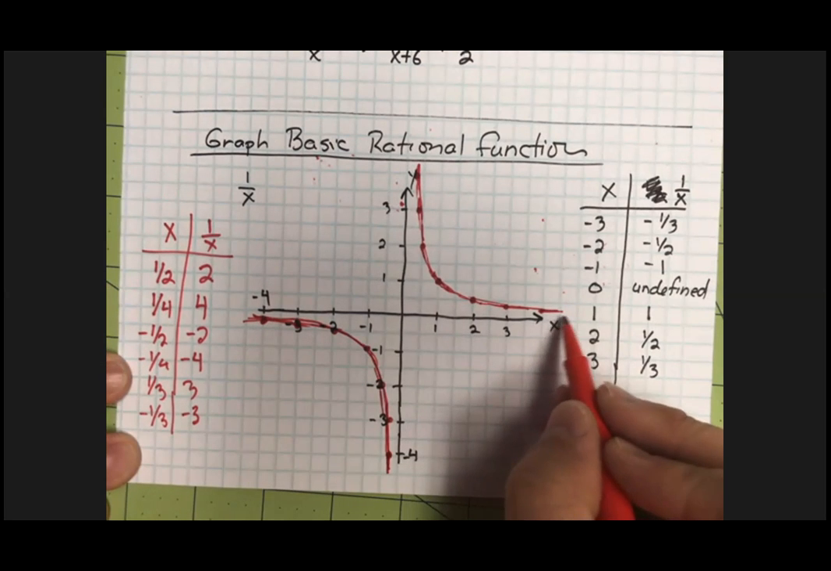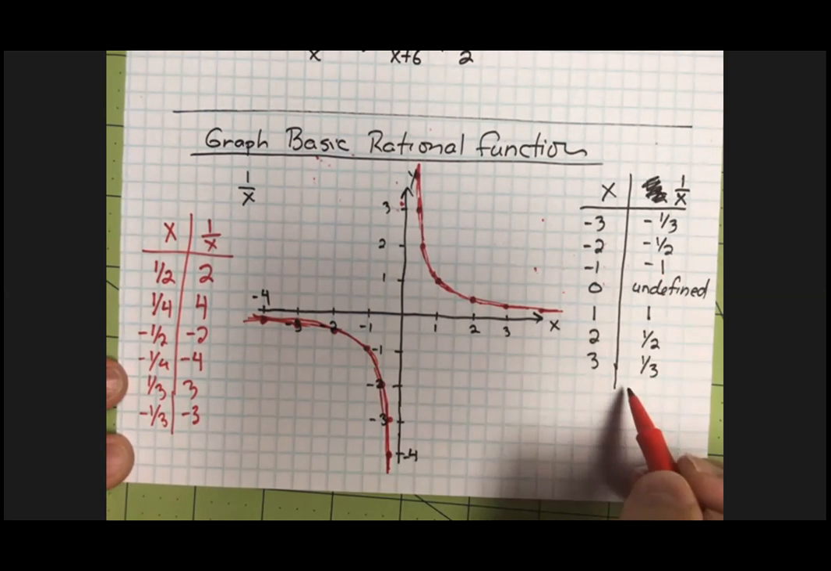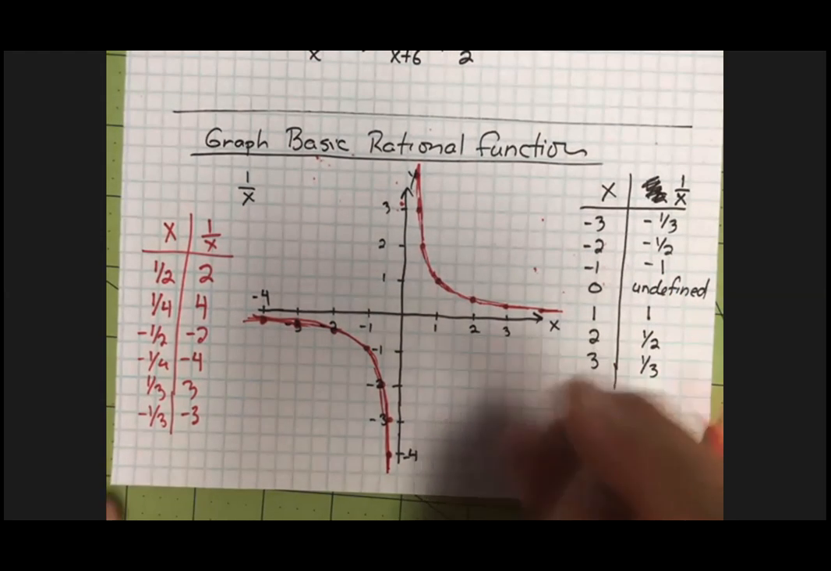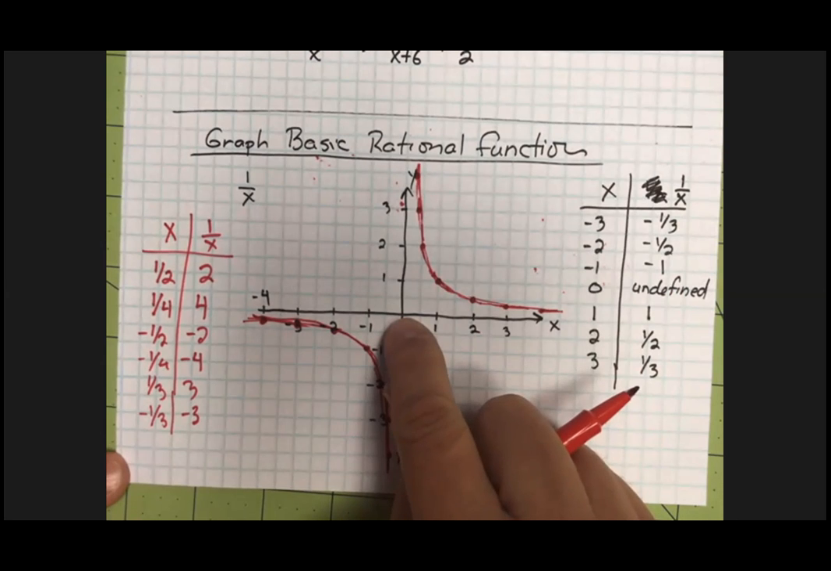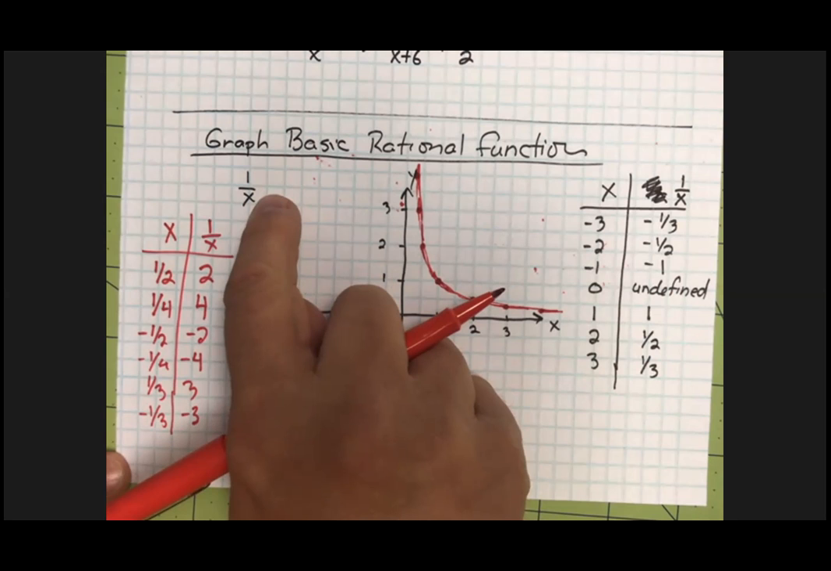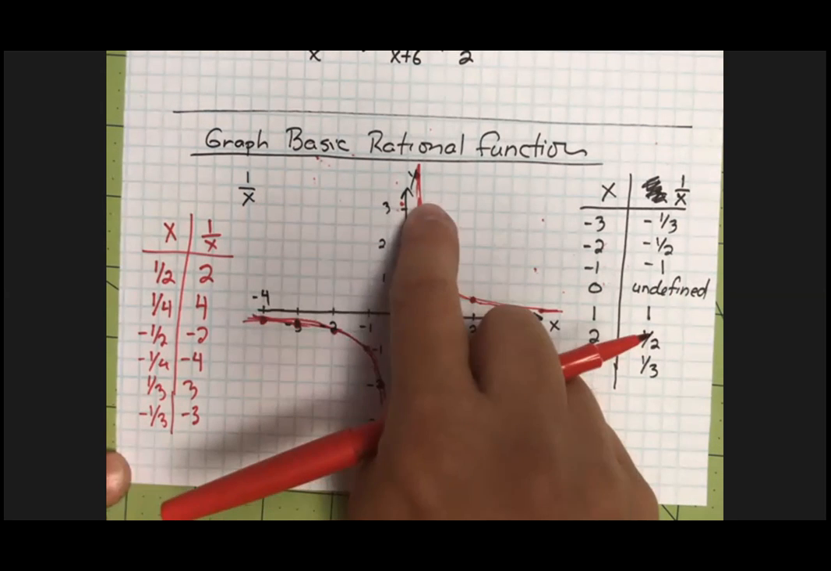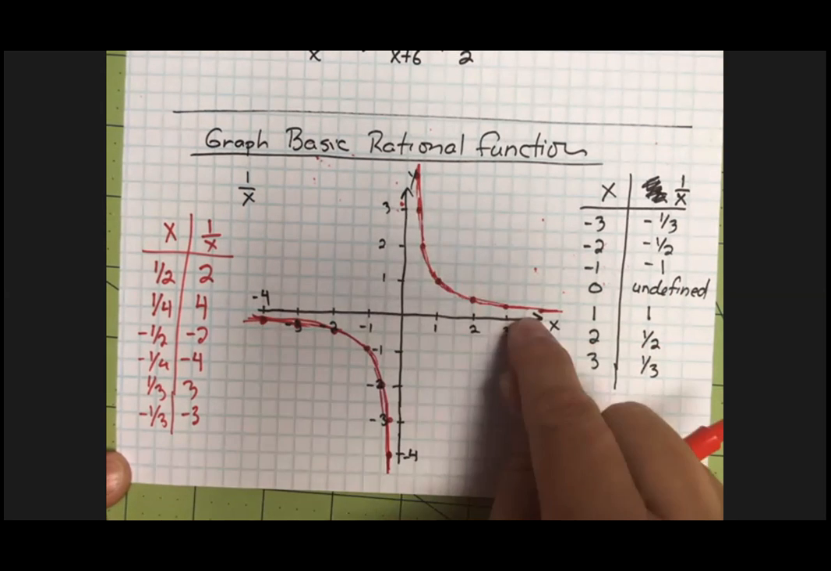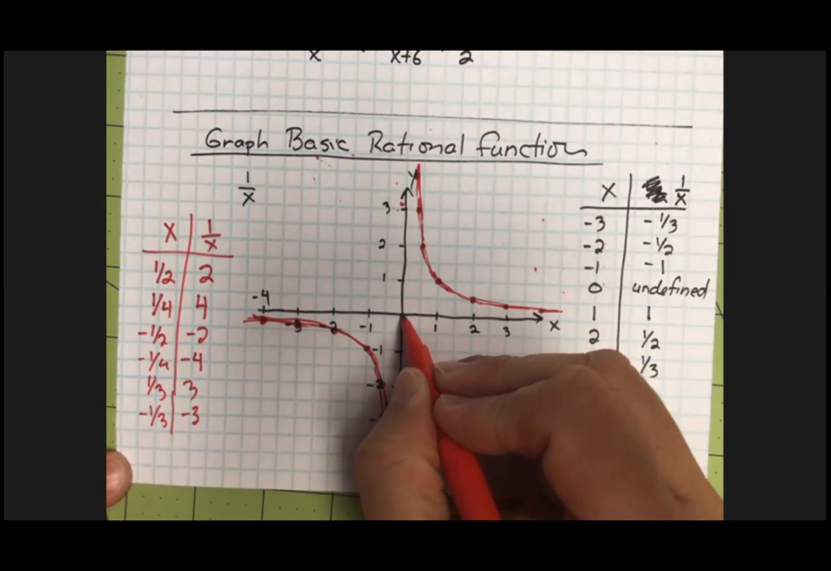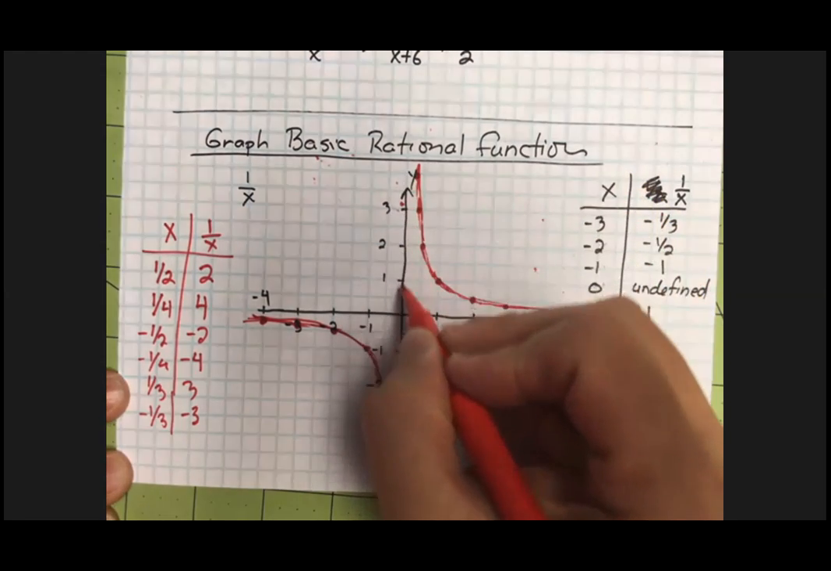The bigger the number I put in, the smaller the answer becomes. Like if I put in 10, I get 1/10, right? And the smaller the number I put in, the bigger this becomes. If you take 1 divided by a small number, you get a big number. And I can put in any number I please except for 0. 0 is right here. It's the y-axis.